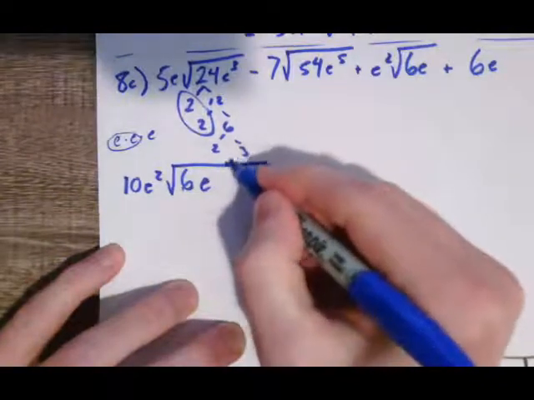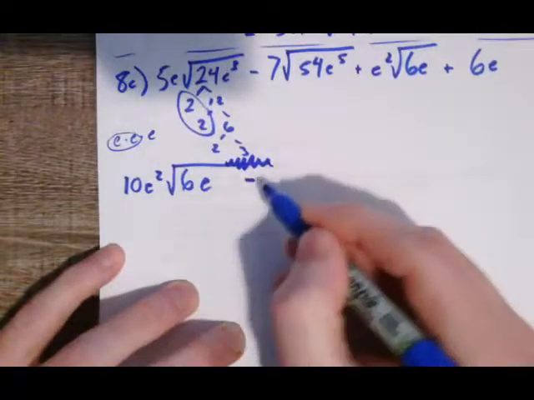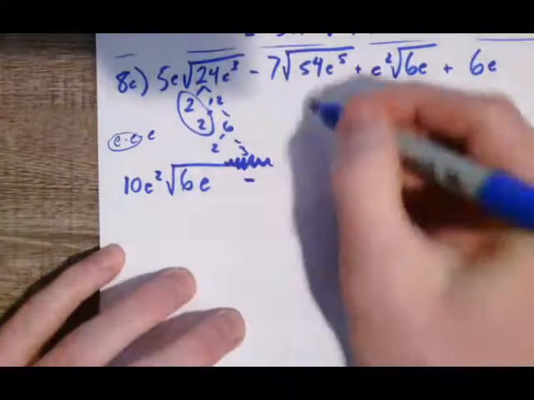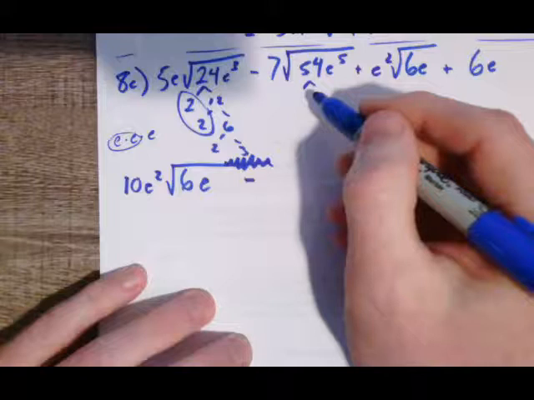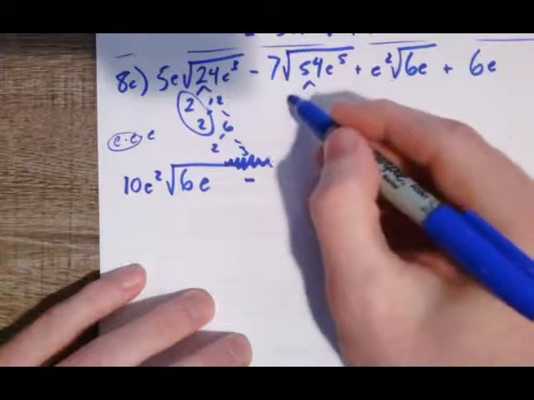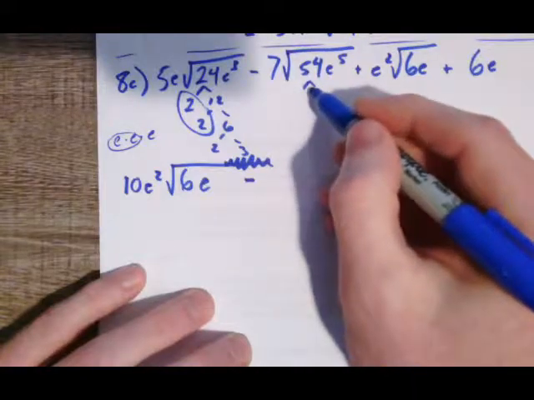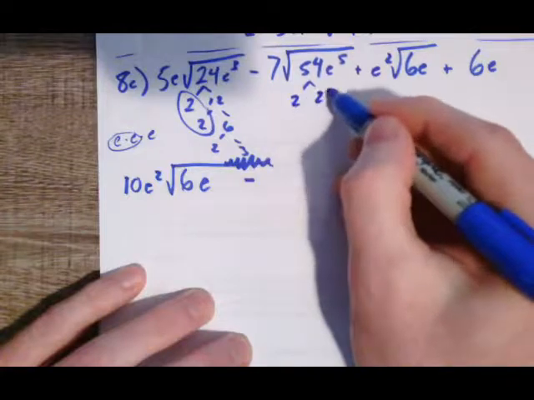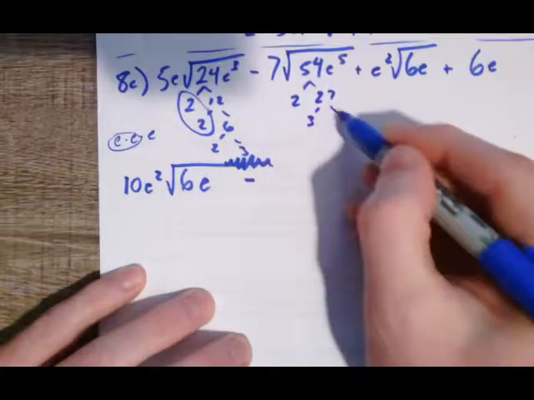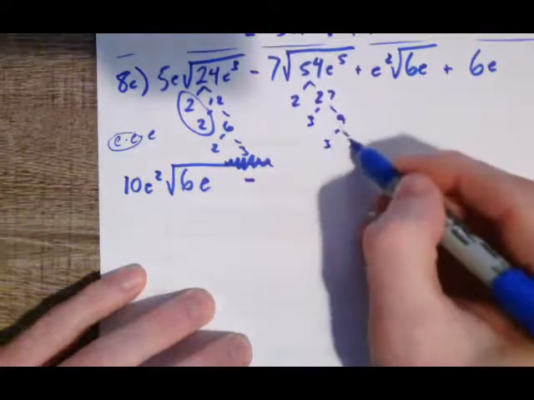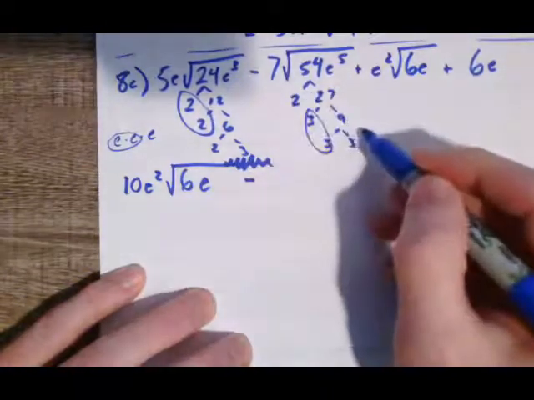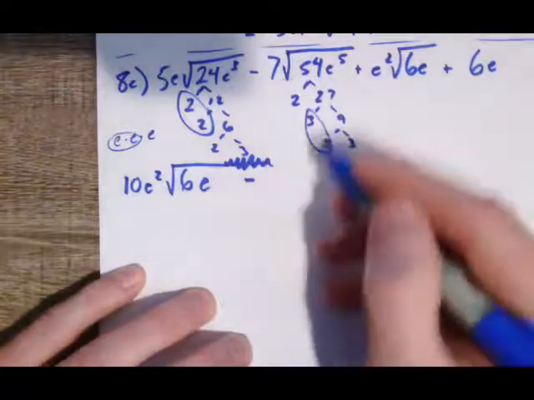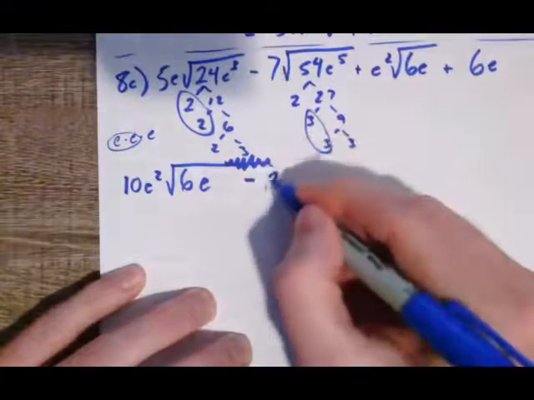Minus, I really wish I didn't do this. Minus 54 is, what's 54? 9 times 6. What's another way of doing that? 2 times 27. 3 times 9. 3 times 3. Pair of 3's, 6 stays inside. 3 times 7 is 21.